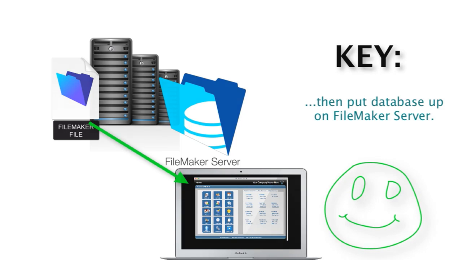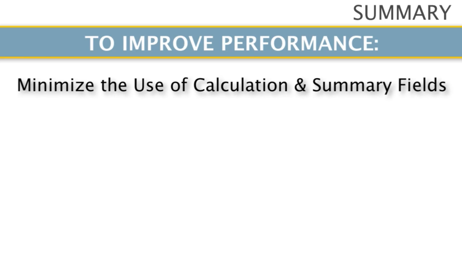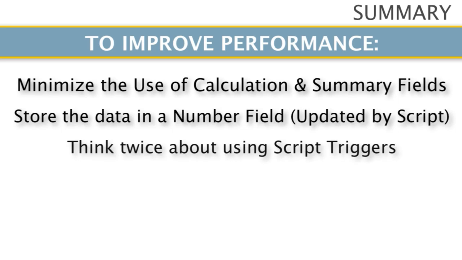So hopefully that gives you an idea about some of the things you can do to improve performance of your FileMaker solution. Minimize the use of calculation fields and summary fields. When you need to get a calculation or a summary, make sure that you actually store that information in a number field that you update with a script. Keep in mind that the use of script triggers is a possibility, but those script triggers might fire too often and when the user doesn't really need the information updated. If they fire all the time, that defeats the purpose of limiting the amount of calculations that are occurring.